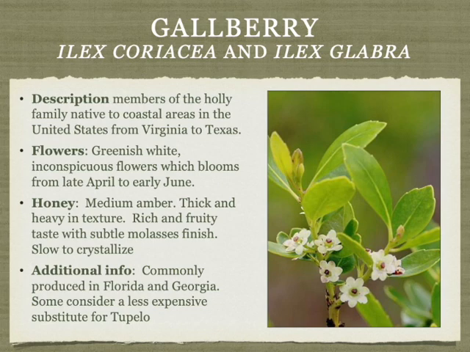Gallberry. Two species of holly that are found in the coastal areas of the United States. The honey is a medium amber. It's thick and heavy in texture and mouthfeel. The taste is rich and fruity with a molasses finish, and it's relatively slow to crystallize. Some consider it a less expensive substitute for Tupelo, but I'll let you be the judge of that.